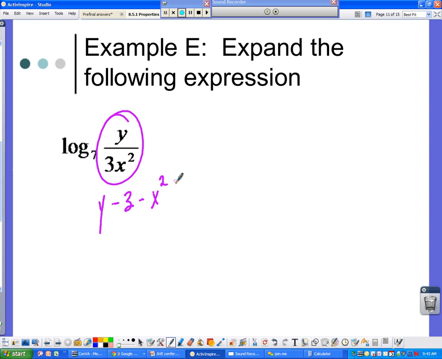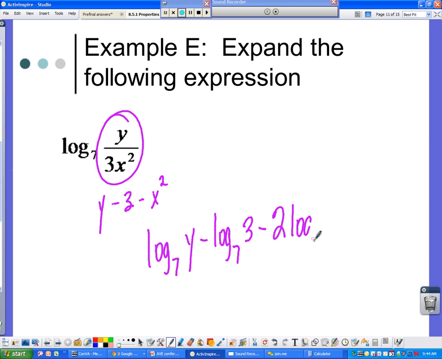If you want to write that extra line that we did in the last example, feel free to do that. But I get log base 7 of y. And then since all of these were on the bottom, it turns to a minus log base 7 of 3. And then since x squared is on the bottom, remember, it has to turn into a minus also. And remember, the 2 has to come out front. So 2 log base 7 of x, as your final answer.